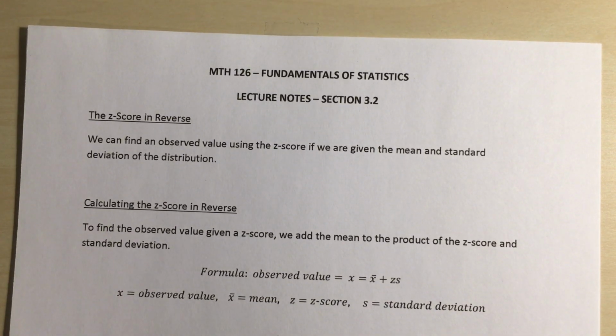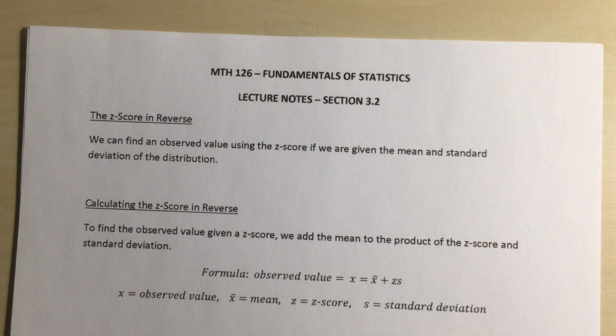All right, so to finish up section 3.2, we're going to look at our z-score formula, only this time we're going to go in a couple of these cases in reverse. So we can also find an observed value using the z-score if we are given the mean and the standard deviation of the distribution.